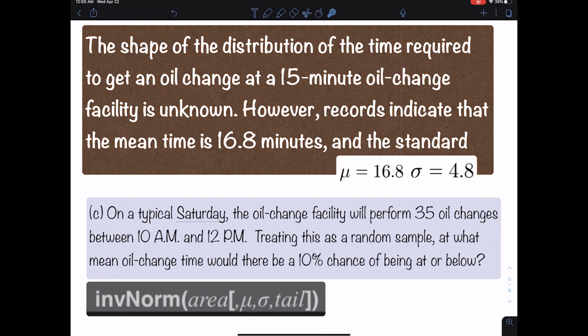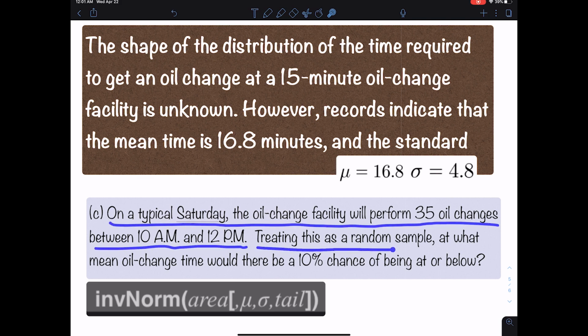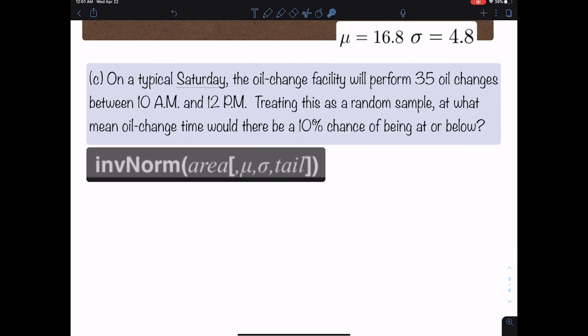Next question. On a typical Saturday, the oil change facility will perform 35 oil changes between 10 a.m. and 12 p.m. Treating this as a random sample, at what mean oil change time would there be a 10% chance of being at or below? Okay, let's move this up. I want to point out that a 10% chance of being at or below is called the 10th percentile.